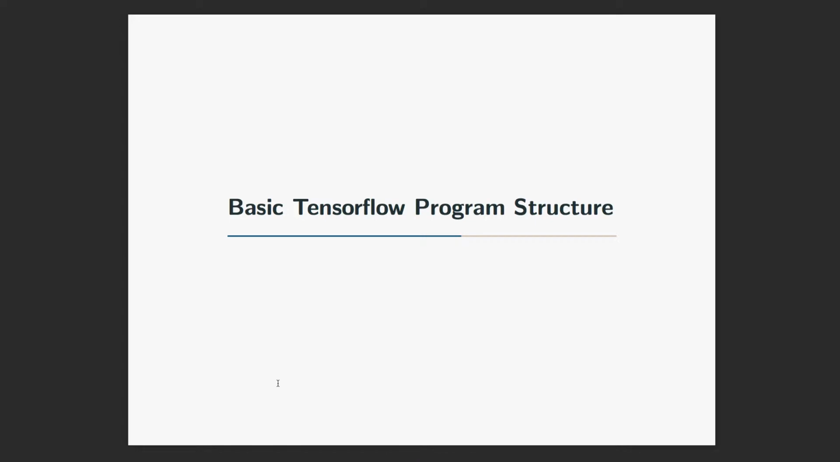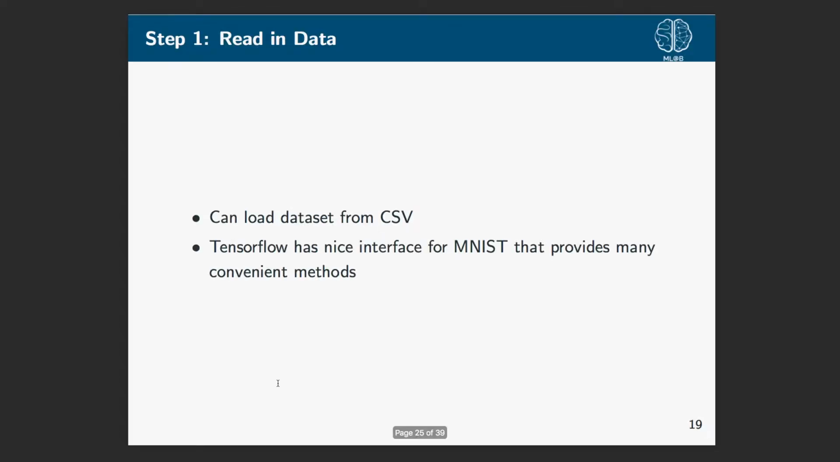Okay. First, I'll talk about the basic structure of how to create a neural net in TensorFlow. This is a very high-level overview, specifically for supervised learning problems where you have features X and you want to predict some label Y. For other types of problems, this structure might change.